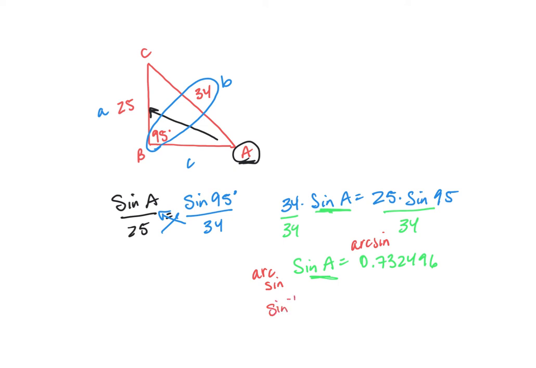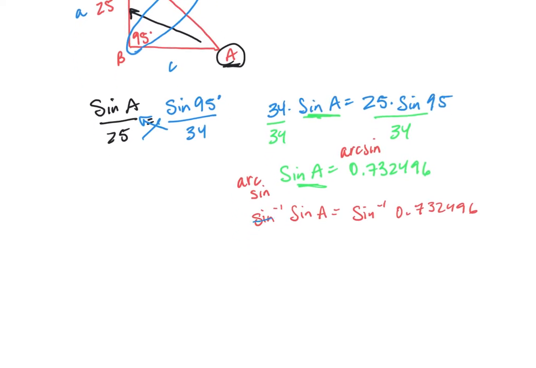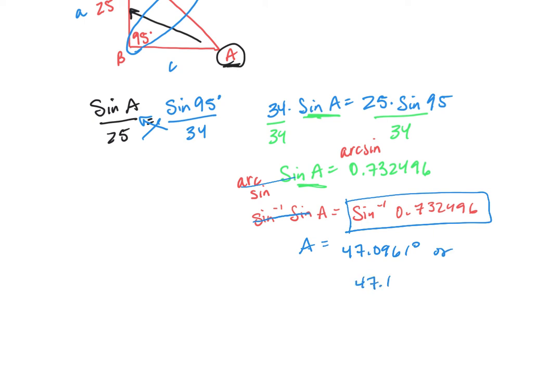So you could call it the arc sine, you could call it the inverse sine. So inverse sine of sine A equals the inverse sine of 0.732496. Okay, now this arc sine and the sine cancel each other out, and I'm left with A, and then I can throw this into my calculator. Okay, it would be the arc sine or the inverse sine. So the arc sine of 0.732496 gives me 47.0961 degrees, or roughly 47.1 degrees.